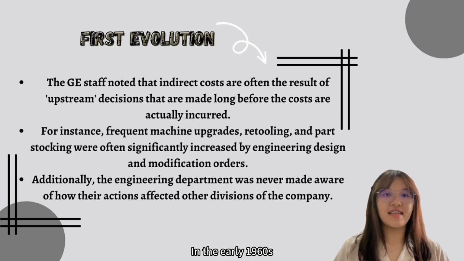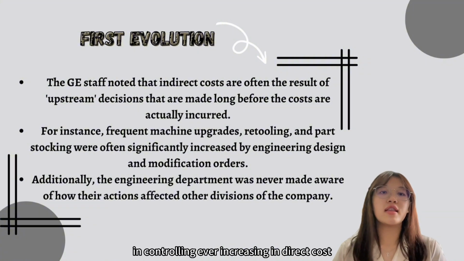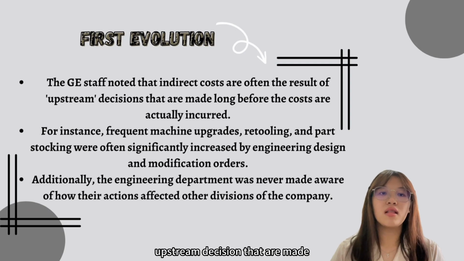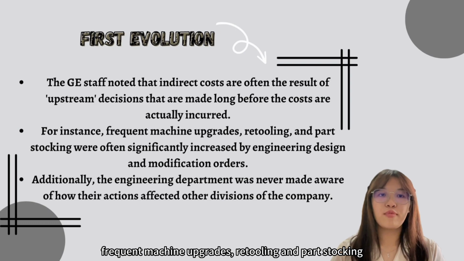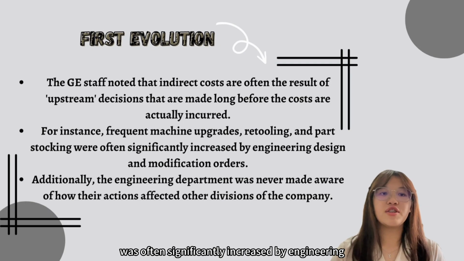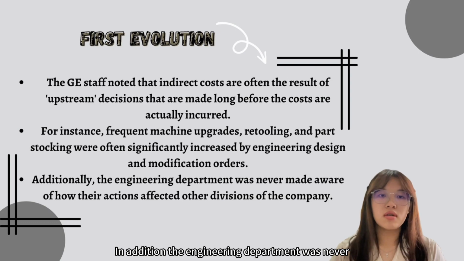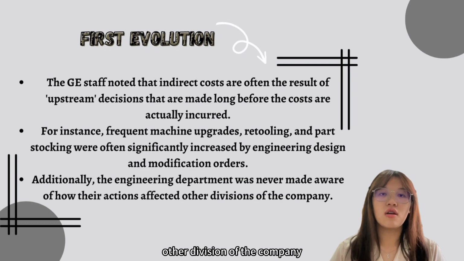In the early 1960s, GE finance and accounting people attempted to improve the usefulness of accounting information in controlling ever-increasing indirect costs. First evolution: the GE staff noted that indirect costs are often the result of upstream decisions that are made long before the costs are actually incurred. For example, frequent machine upgrades, retooling, and part stocking were often significantly increased by engineering design and modification orders. In addition, the engineering department was never made aware of how their actions affected other divisions of the company.